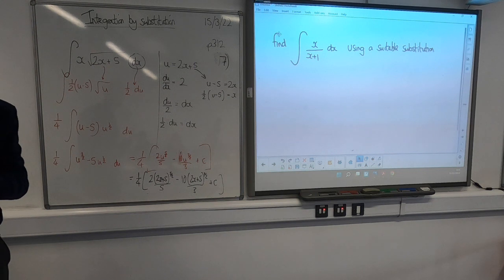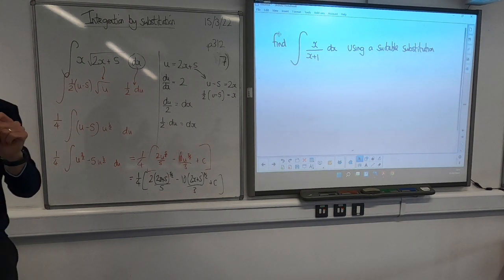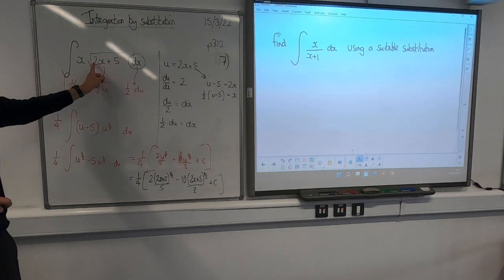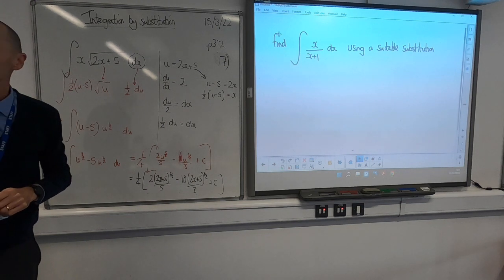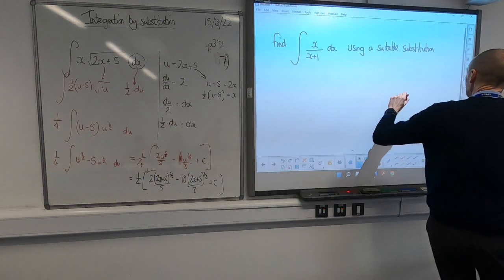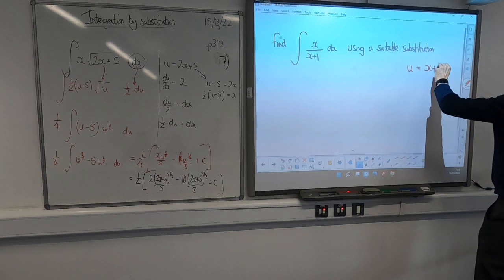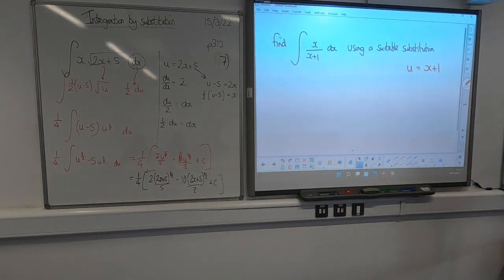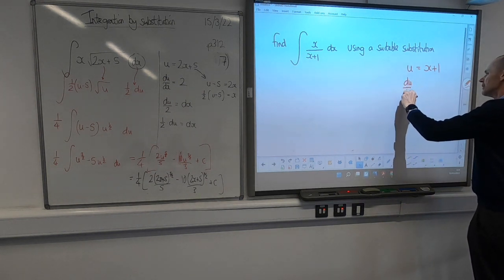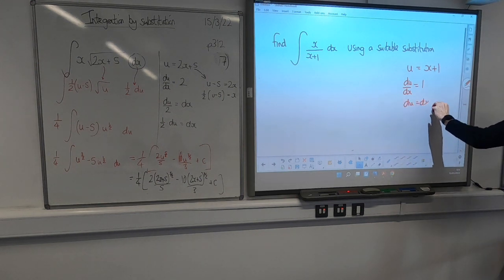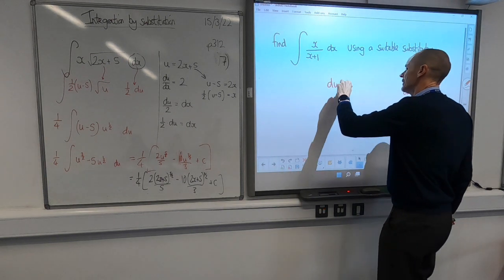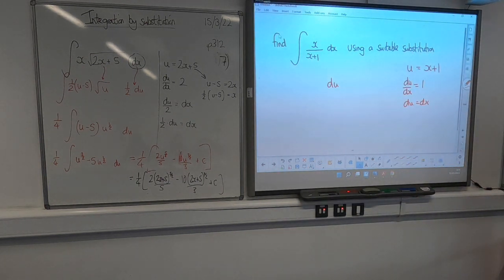Anyone like to suggest what substitution I could use that would reverse that? I want u to be equal to something like here. This was causing me problems, so I made u equal to that. Would you make u equal to x plus 1? Let's try. Let's have a punt at that. Well, let's differentiate it, because we always replace the dx first. Oh, that's nice and easy. So I can just replace dx with du in this one. No, nothing else. Nothing else.